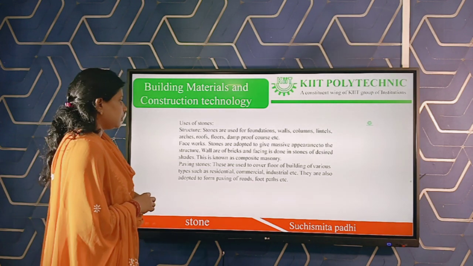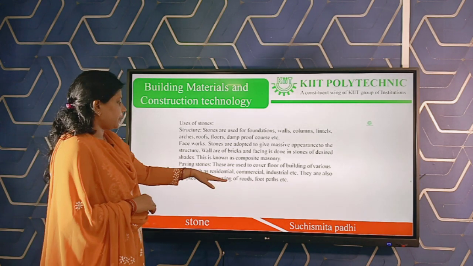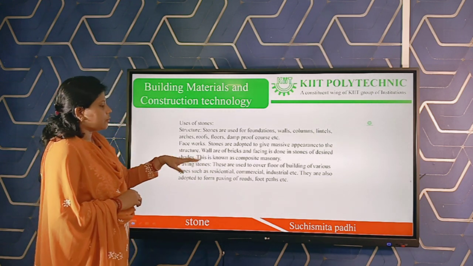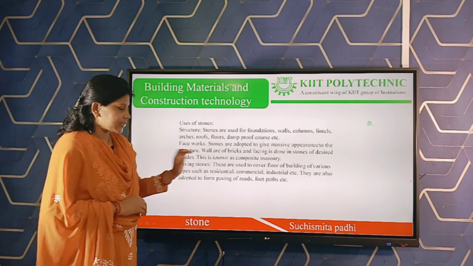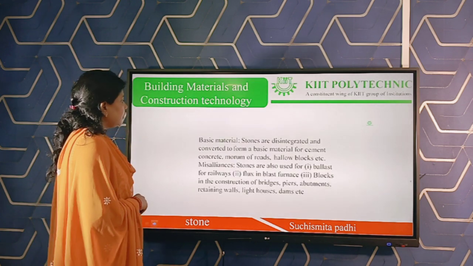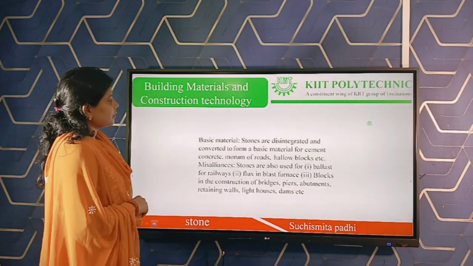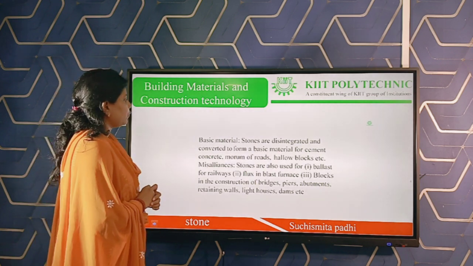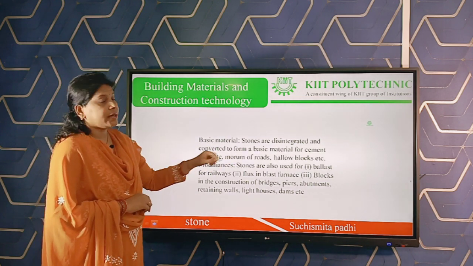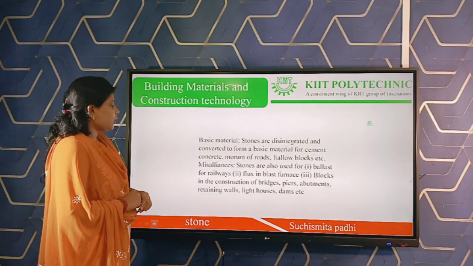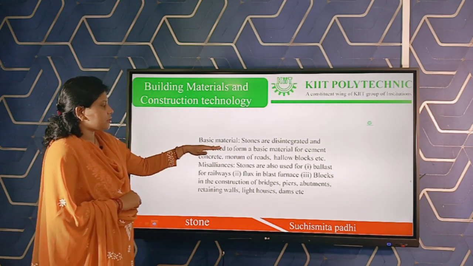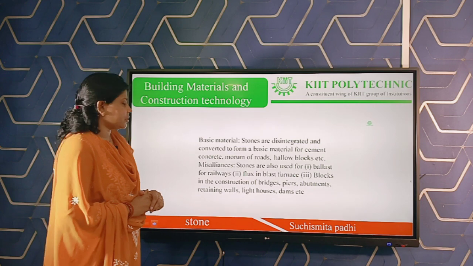These are also adapted to form paving of roads, footpaths, etc. Stones are used for paving of roads and footpaths. Next is stone used as a basic material. Stones are disintegrated and converted to form a basic material for cement concrete, moram of roads and hollow bricks.